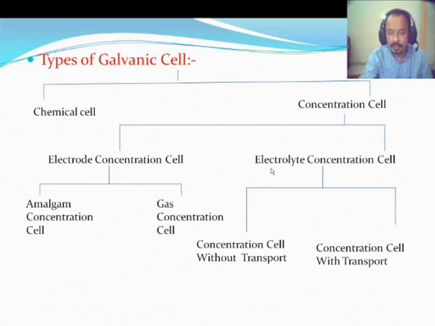Now we are interested in the electrolyte concentration cell. The electrolyte concentration cell is again of two types. If the electrolyte solutions are in direct contact, so there is a transfer of ions from one solution into the other solution, then that electrolyte concentration cell is called a concentration cell with transport. And if there is no direct transfer of ions from one solution into the other solution, then it is called a concentration cell without transport. In this way we discussed the different types of galvanic cell.